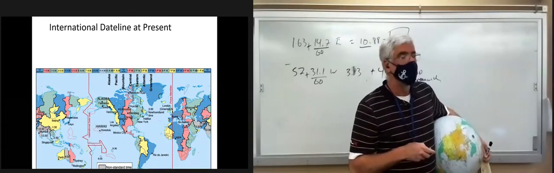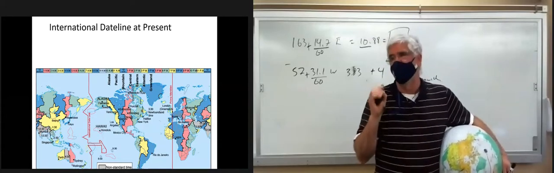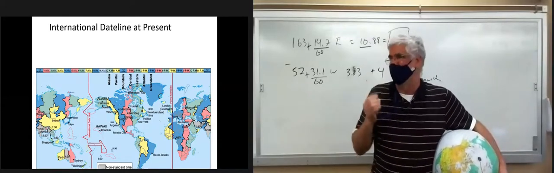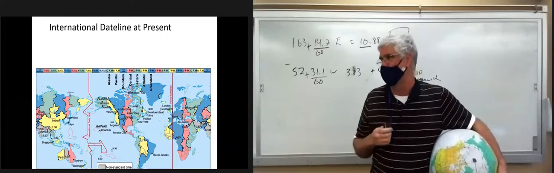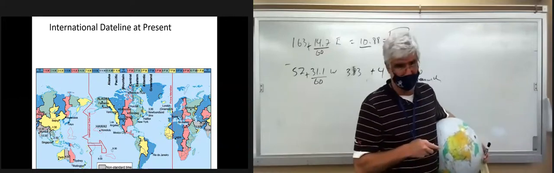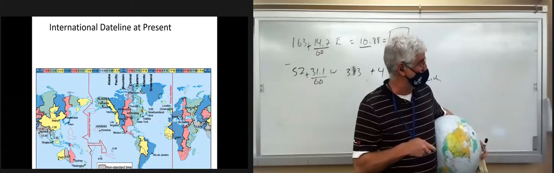Okay, so, look, the 15-degree rule, divided by 15, is an idealized thing based on the Earth's rotation, but countries don't respect it. This is the international date line. Look at this.